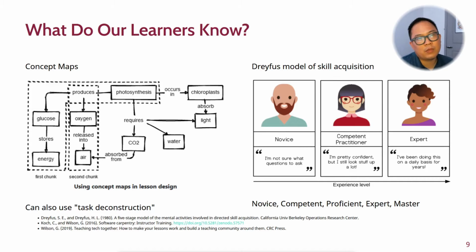Something similar to concept maps you can use is something called task deconstruction, and all of these pertain to the Dreyfus model of skill acquisition, from novice to competent practitioner to expert. They all essentially have different nodes in the concept maps, and if you're an expert, you have more connections between the nodes in your concept map.